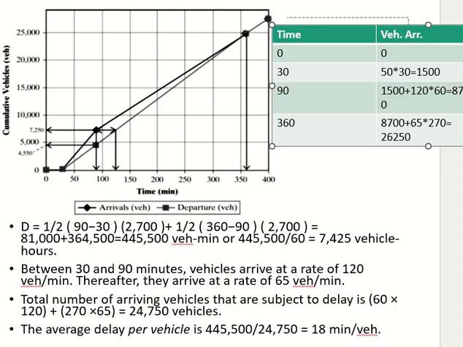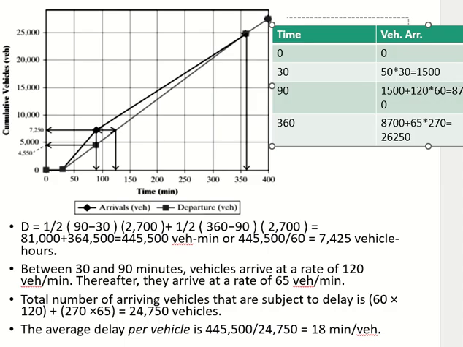So the number of vehicles total at 30 is 1,500. The number of vehicles from the start to 360 is 26,000 something. I want the number between them, right? I take the difference. So this is the number of vehicles we have. There's another method written here, you can go through it, but this is the easier one. You already have the numbers, so take the difference. So total delay, this much. Number of vehicles, this much. You take the ratio, you get the average delay. Clear or not? Any questions?